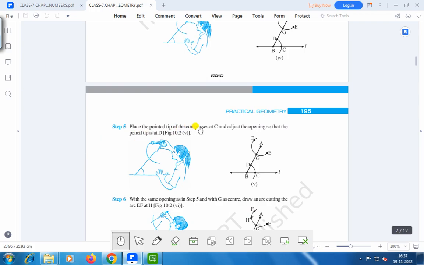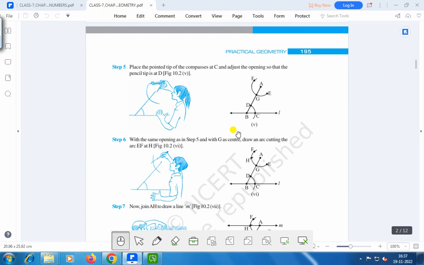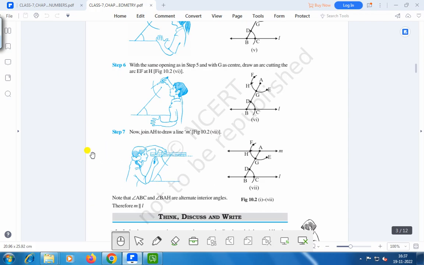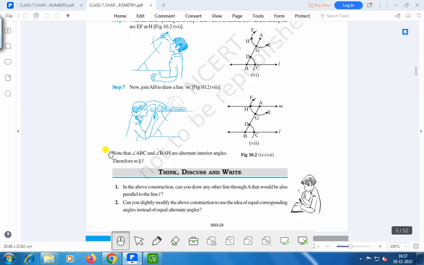Place the pointed tip of the compass at C and adjust the opening so that the pencil tip is at D. With the same opening as in step 5 and with G as center, draw an arc cutting the arc EF at H. Now join AH to draw a line M. Right? Note that angle ABC and angle BAH are alternate interior angles. Therefore, we can say that M is parallel to L.